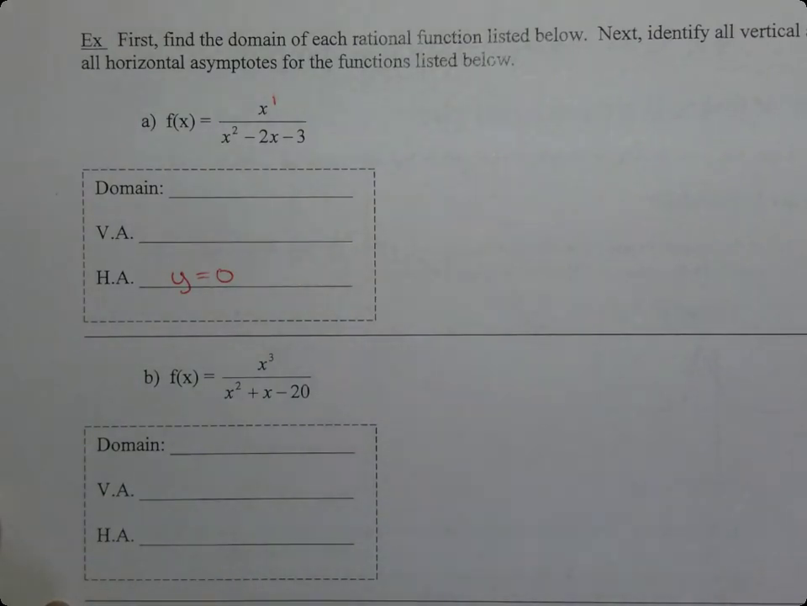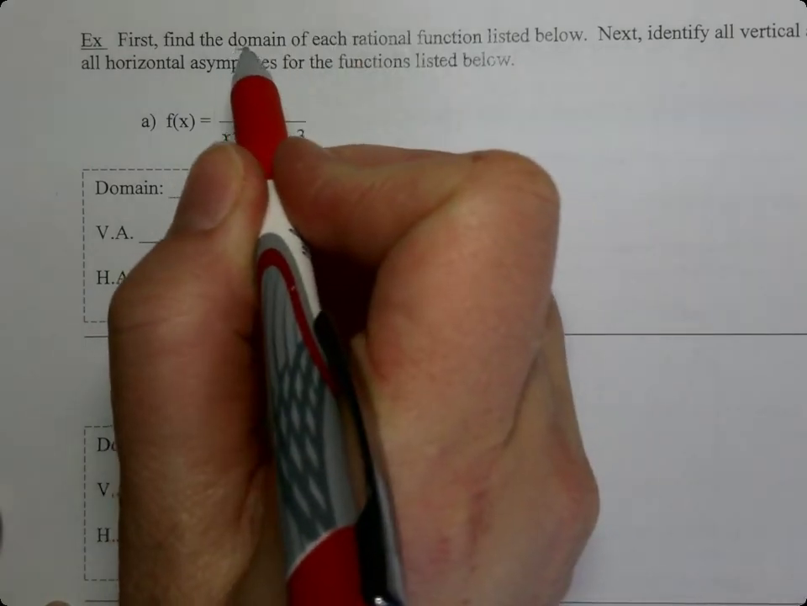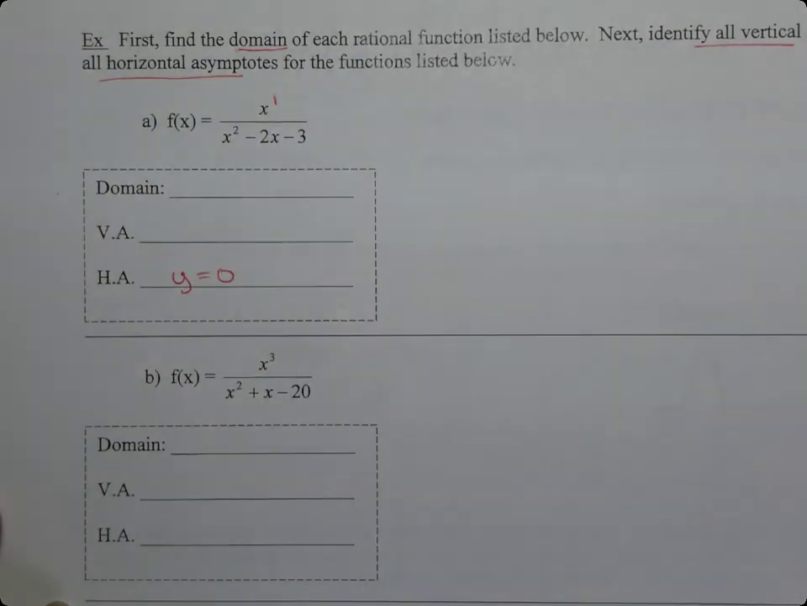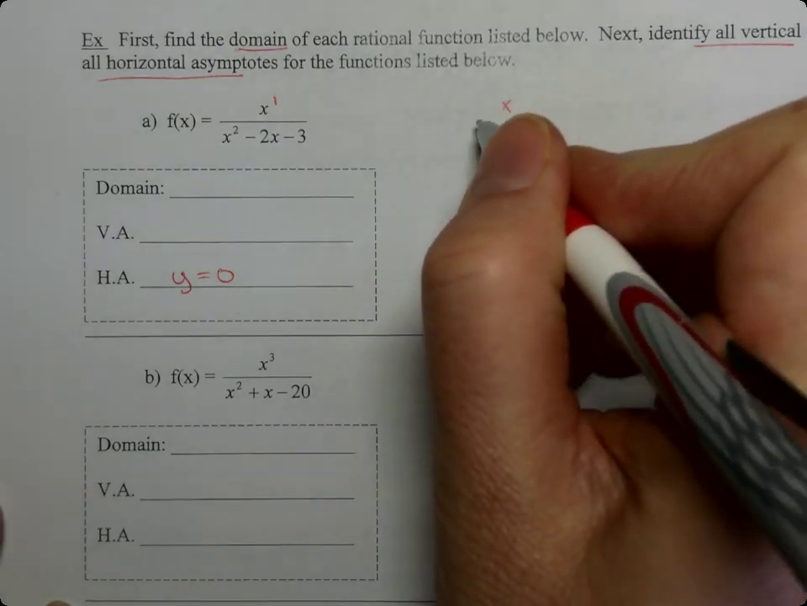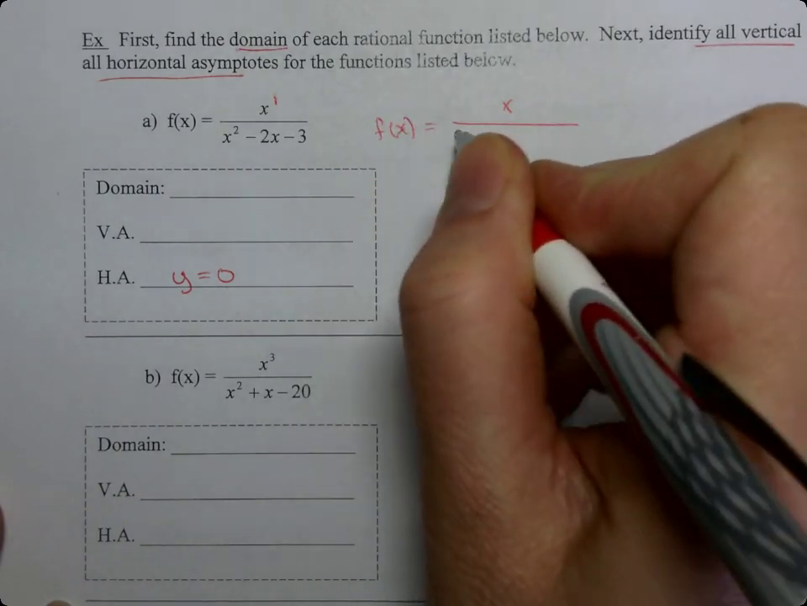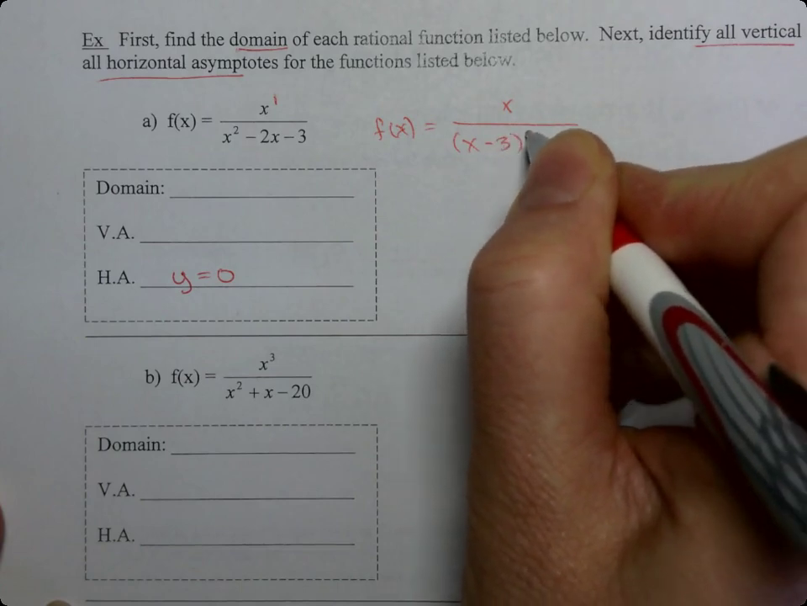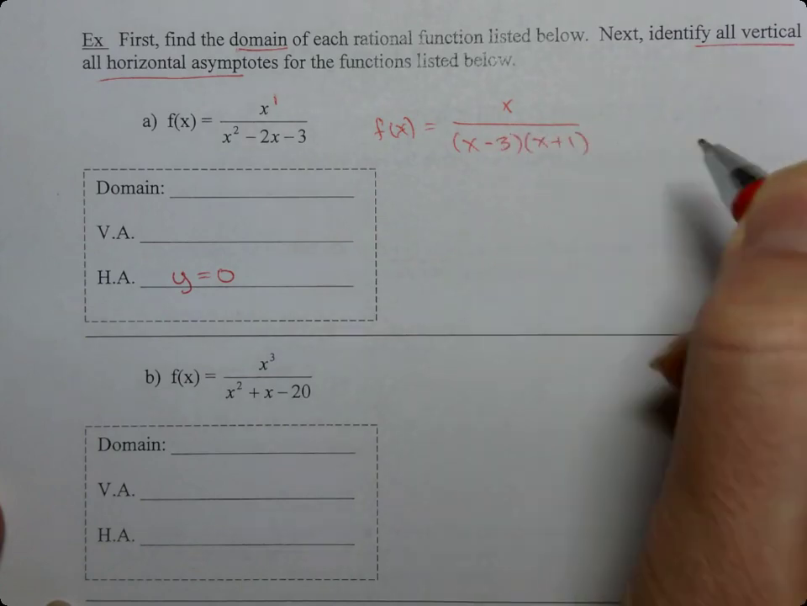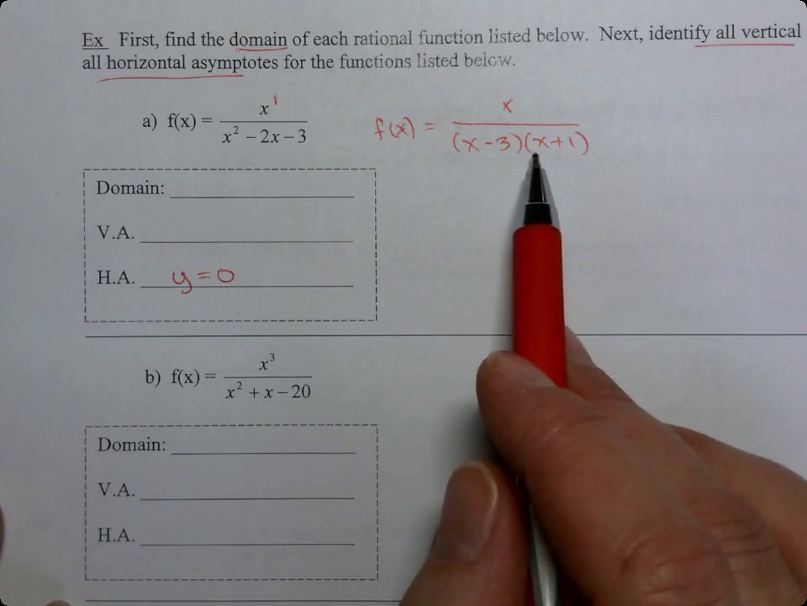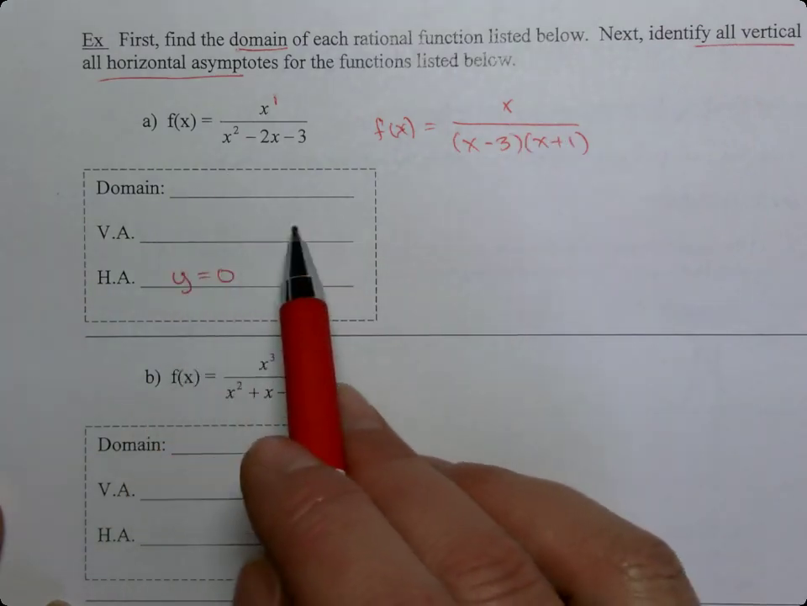Y equals 0. But I am asking you to find the domain, and all vertical and all horizontal asymptotes. How do I find the domain and the vertical asymptotes? I'm going to factor it. The top is just x. How does the bottom factor? X minus 3 and x plus 1. I need you double checking your factoring. You need to double check your signs, because if this is off, then all of these answers are wrong.